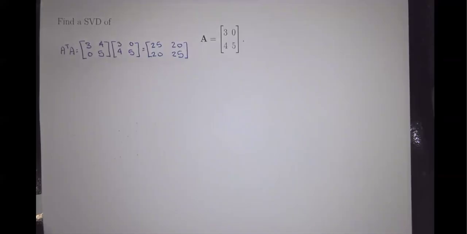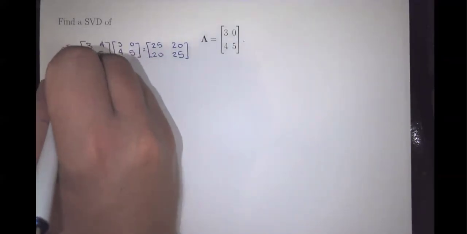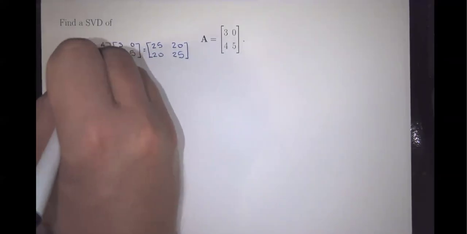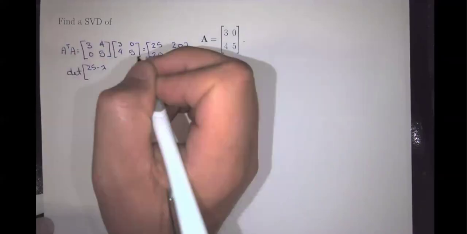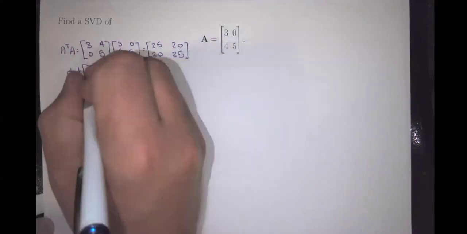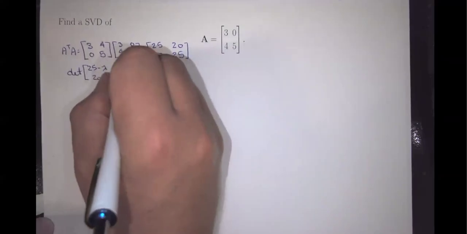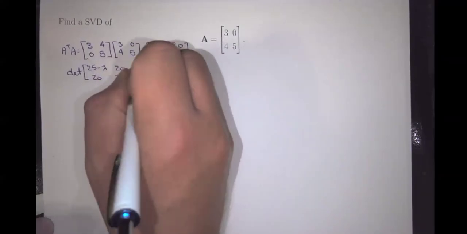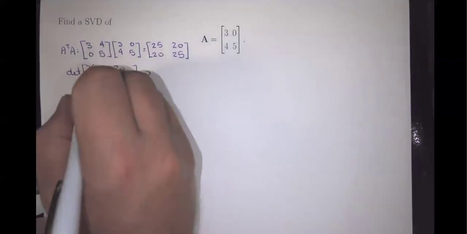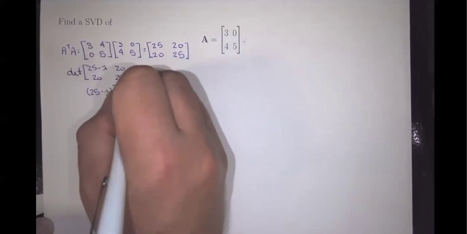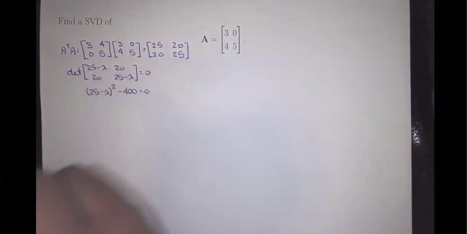Next, we need to find the eigenvalues and eigenvectors for A transpose A. So we're looking for a determinant of 25 minus lambda, 20, 20, 25 minus lambda equals 0. So this is 25 minus lambda squared minus 400 equals 0.